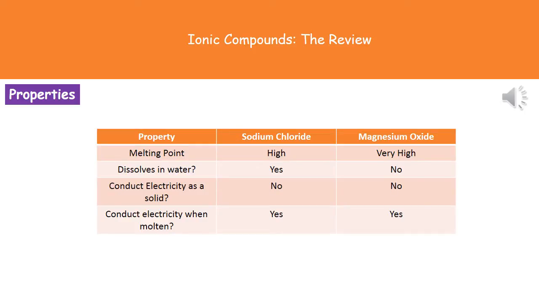So what we've got here is a table of key properties for sodium chloride and magnesium oxide that you really should try and remember for your exam. The first thing you can see is that their melting points are both high. If we look to see if they dissolve in water, sodium chloride, which remember is just our normal table salt, will dissolve in water. Magnesium oxide, however, will not.